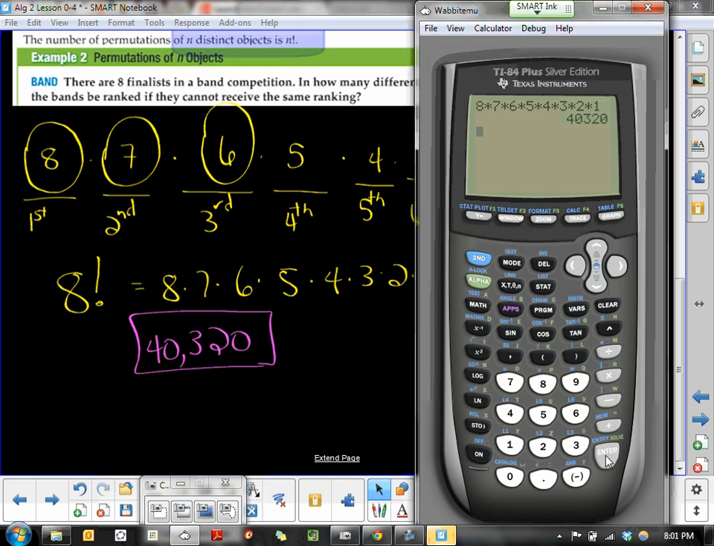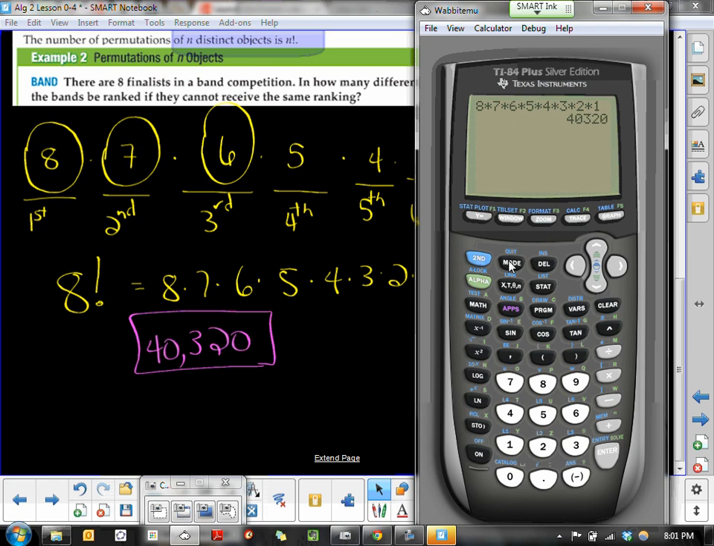Now, there is a nice little feature on your calculator you can use to do that. It's under your probability. You're going to want to go to your math key, and your math key, the PRB, is your probability. If you notice, there's a factorial sign there. That is your exclamation point. So that's where you can find it. I'm going to show you how to use that.